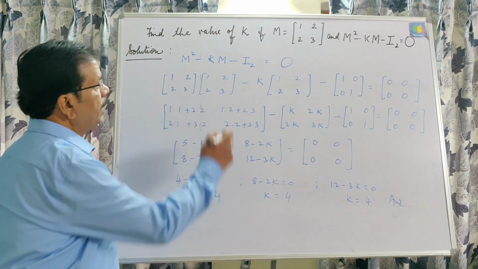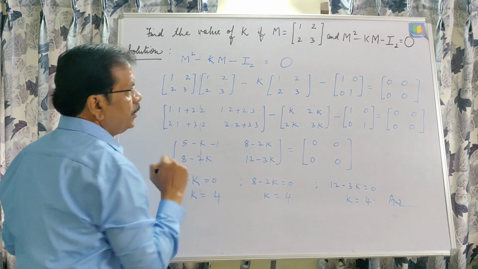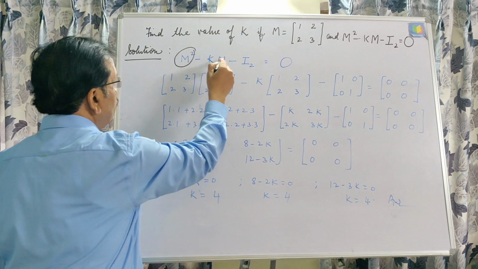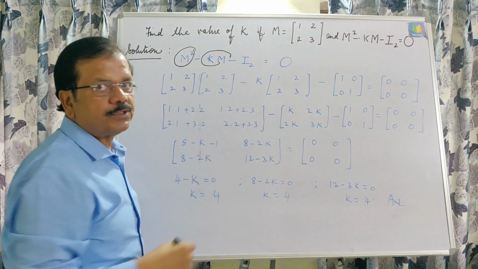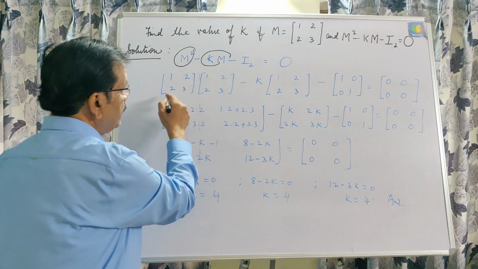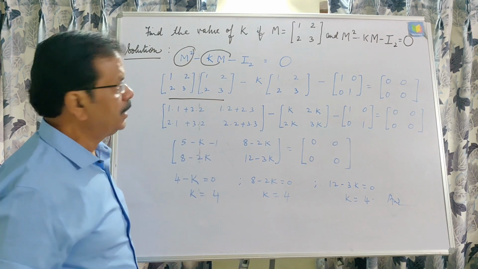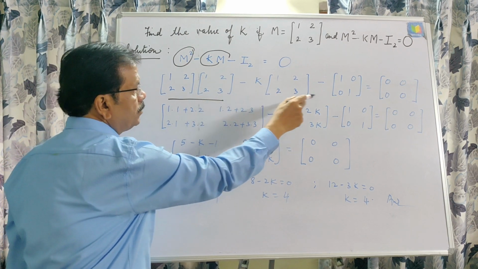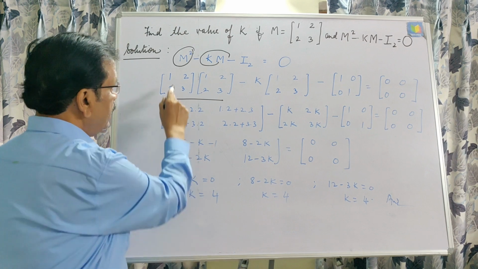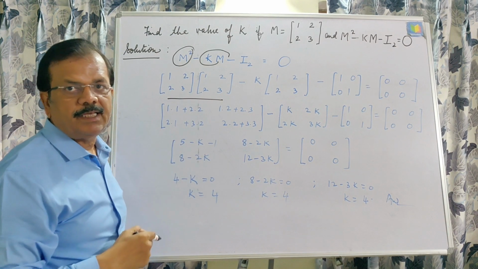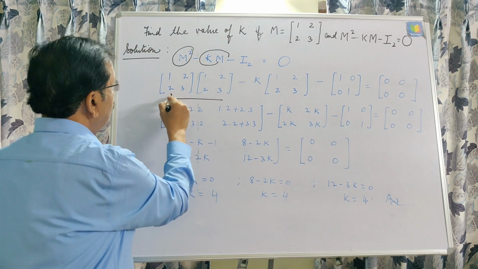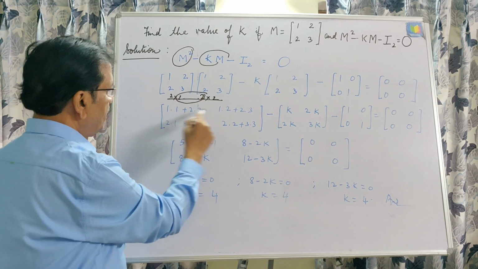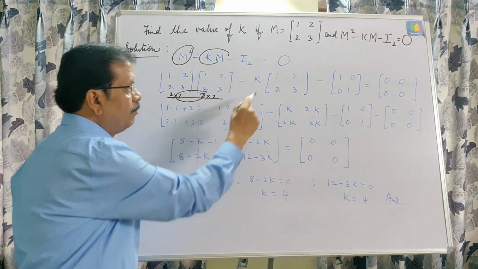Substituting the value of M in this equation, you can do this separately also, finding this value and then this value, then you can use this matrix equation, but I am writing directly in the given matrix equation. Substitute this value, M is given as 1 2 2 3 and minus k into this, minus this value. This matrix can be multiplied very easily because of being order 2 cross 2 and here 2 cross 2, so we can multiply. After multiplication we are getting this value minus k.